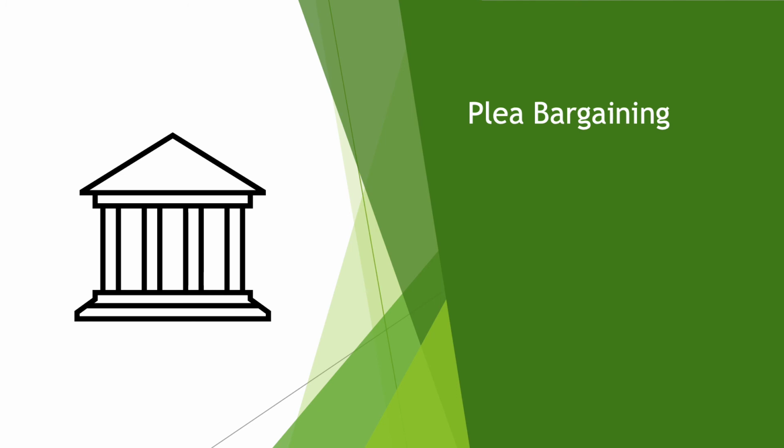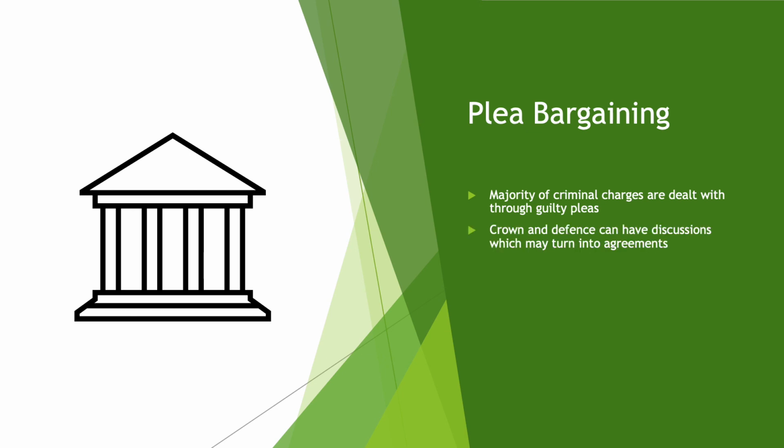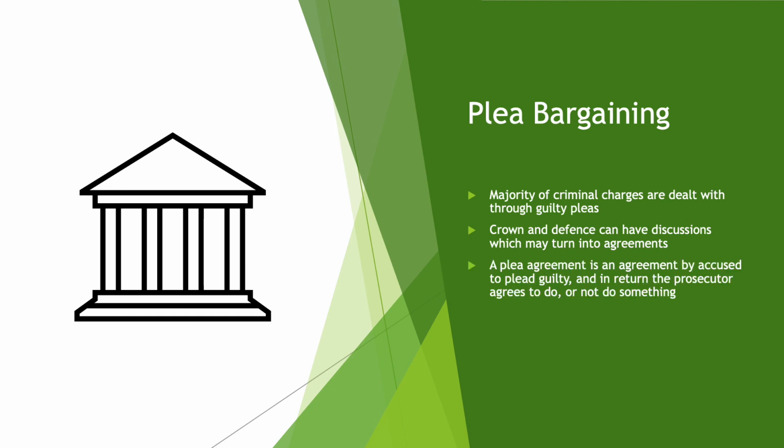In Canada, a majority of criminal charges are dealt with through guilty pleas, and therefore do not proceed to the trial stage. Plea bargaining includes a broad range of actions that may occur among actors in the criminal court system. The Crown and the defense can have discussions and negotiations which may turn into an agreement. A plea agreement is an agreement by the accused to plead guilty, and in return the Crown will agree to do or not do something.